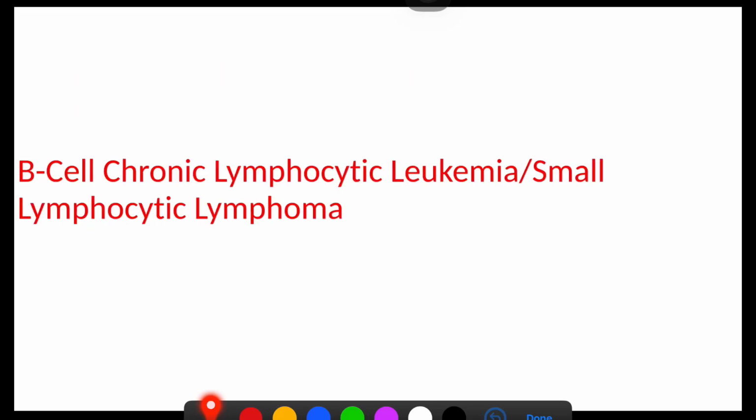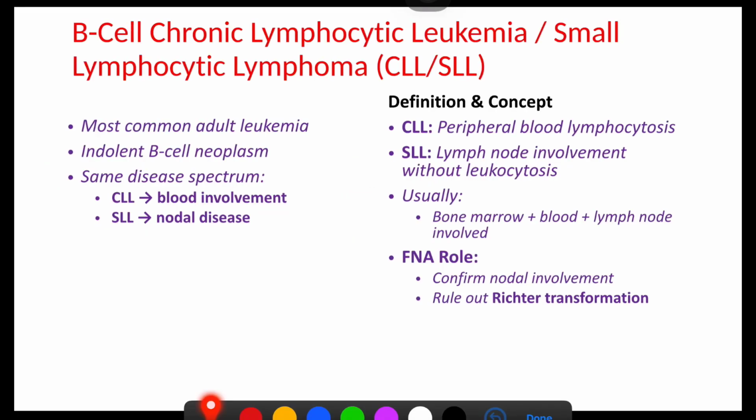Now, let us see B cell chronic lymphocytic leukemia or SLL. Here, the most common adult leukemia is CLL and SLL, an indolent B cell neoplasm. It is called CLL when blood involvement is there, meaning when you find peripheral blood lymphocytosis, and SLL where lymph node involvement without leukocytosis is present, and usually bone marrow plus blood plus lymph node is involved. So, what is the role of FNAC? To confirm nodal involvement and to rule out Richter transformation.